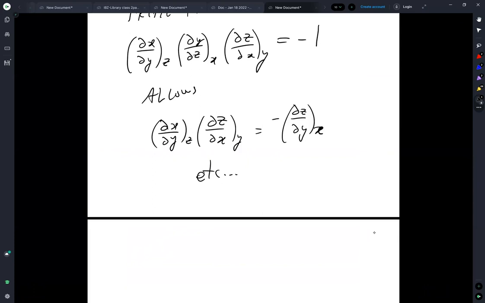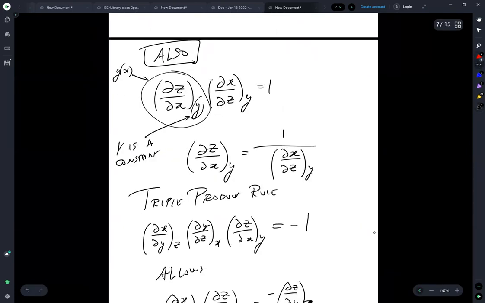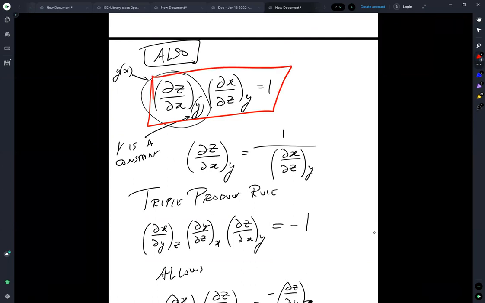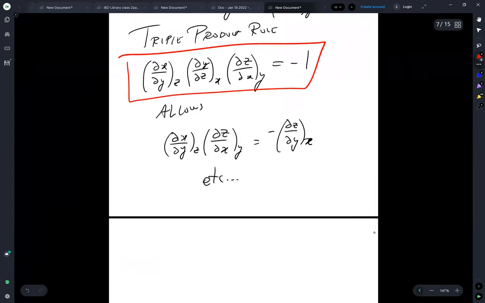The important thing is that you know you can multiply these partial derivatives together, and if you get three of them together in the right order, so they are canceling each other out, they equal minus one. So this is handy.